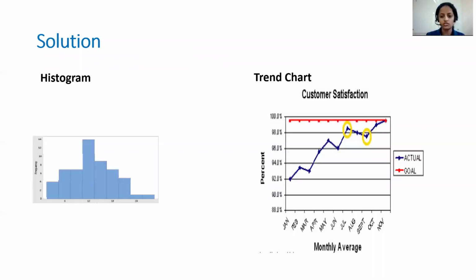So there is a trend chart where we show what the expectation for the customer satisfaction rate is, with the goals defined and the actual, present scenario. So with this, we can actually decide the customer satisfaction rate. So these things may be difficult to interpret unless we plot them on the histogram.